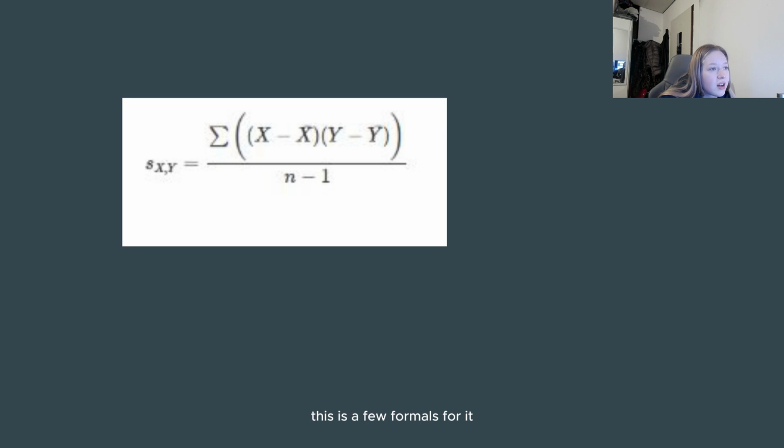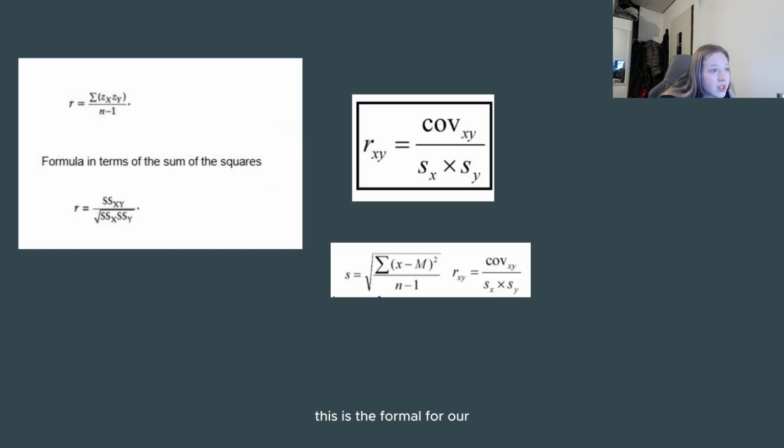These are a few formulas for it. This is the formula for R, Pearson's correlation coefficient, a measure of the direction and strength of the linear relationship of 2 factors in which the data for both factors are measured on an interval or ratio scale.